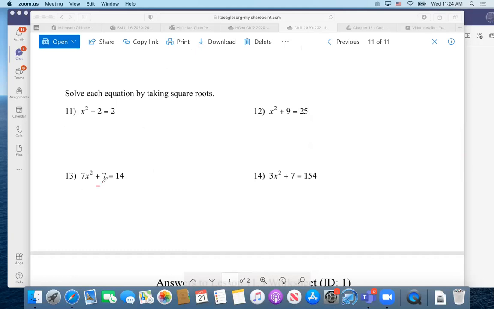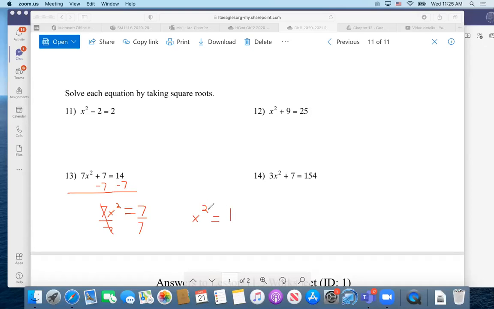So first thing I'm going to do is get rid of addition and subtraction. I mean, it's just regular algebra. Subtract 7 from both sides. I get 7x squared is equal to 7. Get rid of that 7 through division. So I'm going to divide both sides by 7. 7's cancel on the left side. So we got x squared is equal to 1.